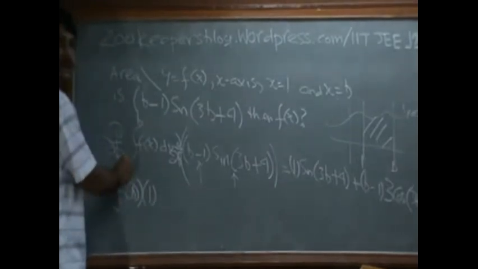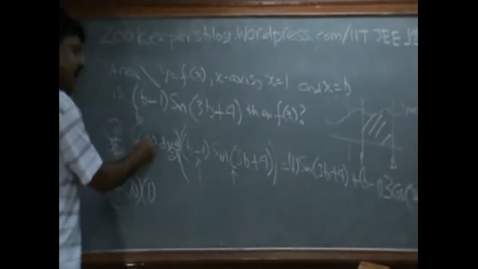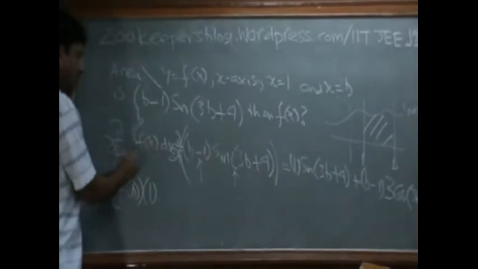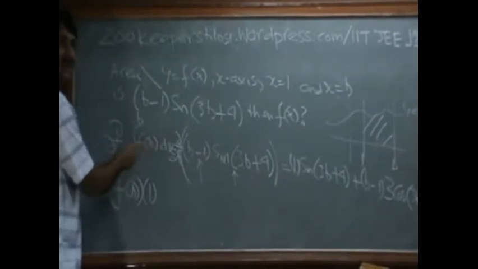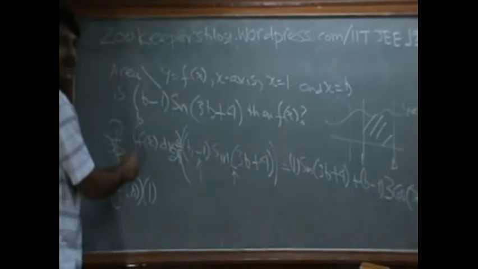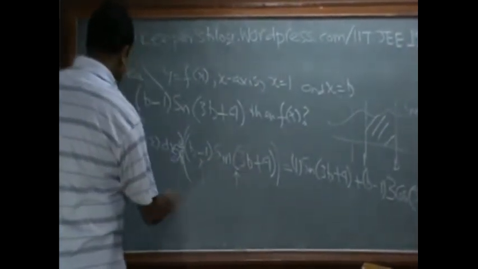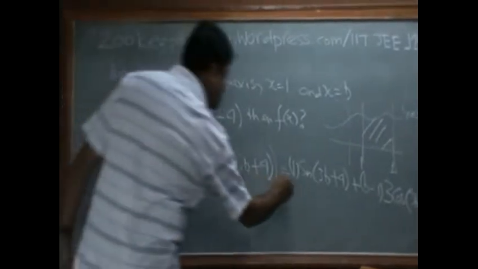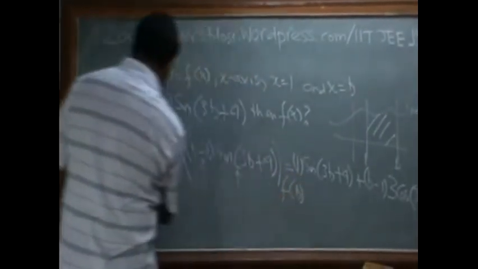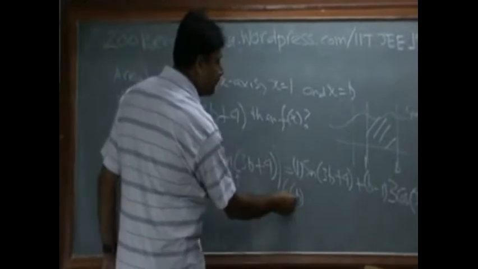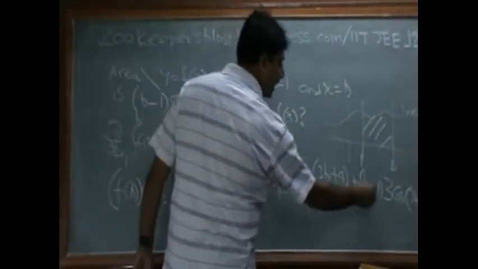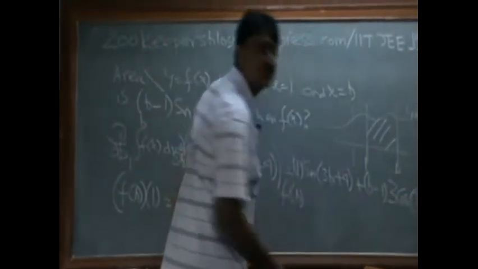And this is a constant, so it will become f(1) times the differentiation of 1. Differentiation of 1 is 0, so that vanishes. So this is equal to this expression, that is f(b). f(b) into 1 is basically f(b). And f(b) is sin(3b plus 4) plus (b minus 1) times 3 cos(3b plus 4).